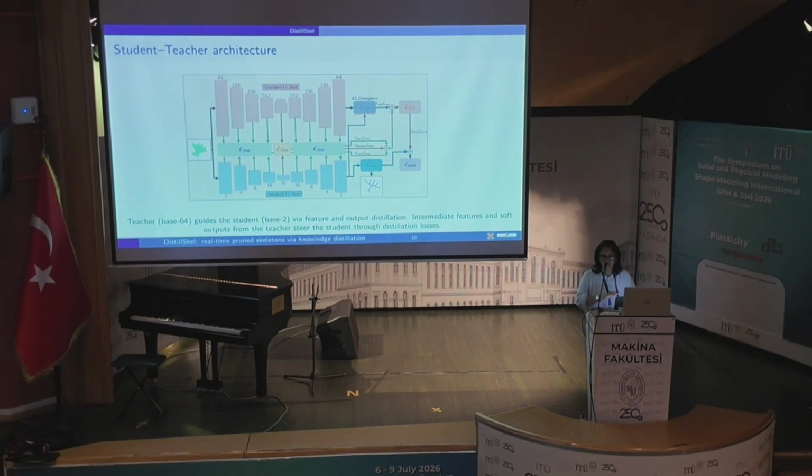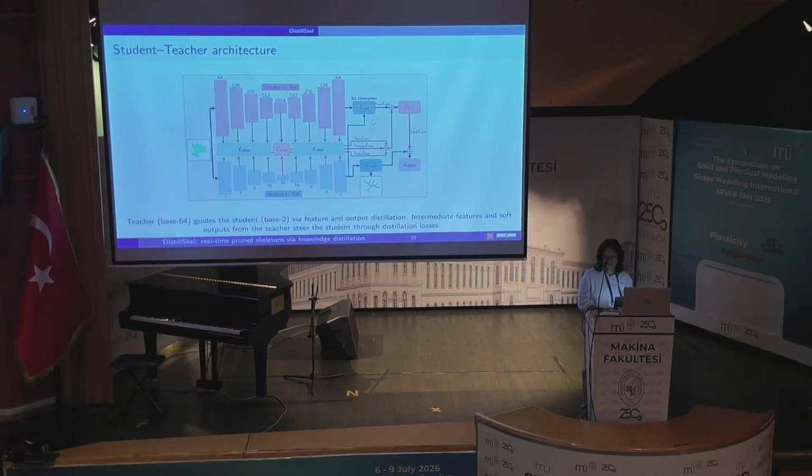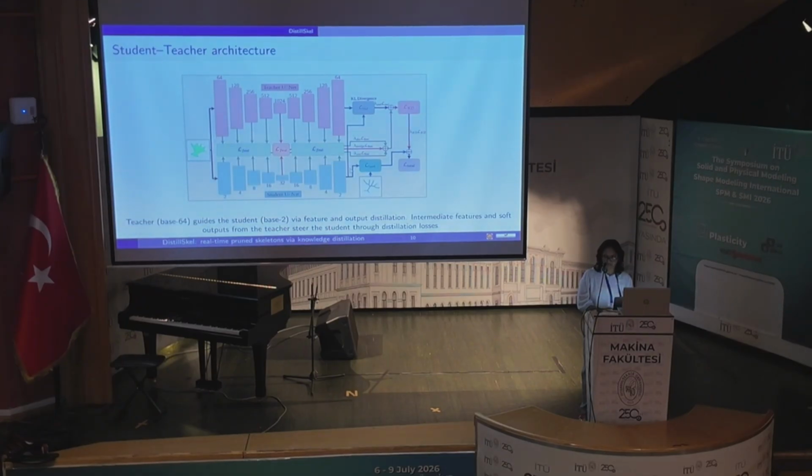So this is the architecture of the teacher-student network. The teacher is a base 64 UNet from which we distill a base 2 student. At all these levels, we transfer knowledge from each of the layers of the teacher to the student. This is feature distillation. And at the output, using the KL divergence loss, we transfer the soft labels of the teacher to the student. And also, to preserve the topology, we propose the junction preservation loss.